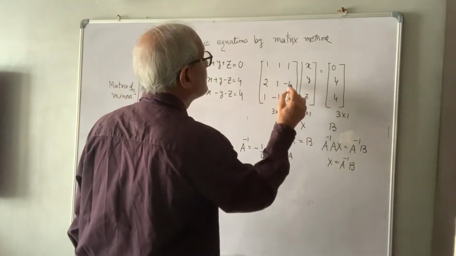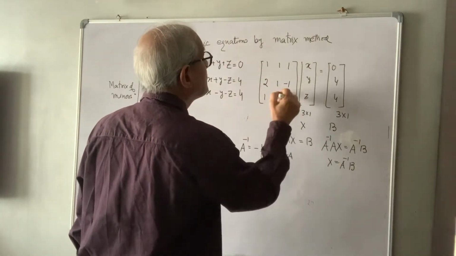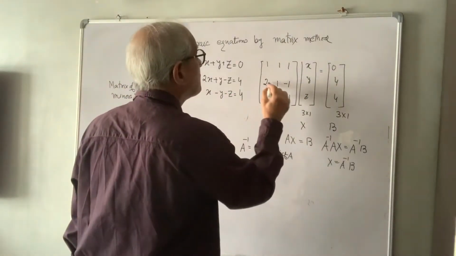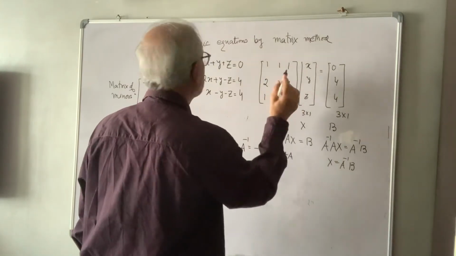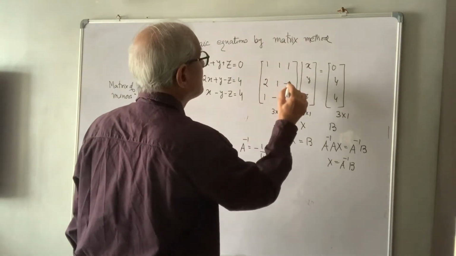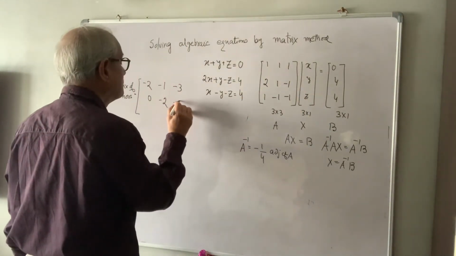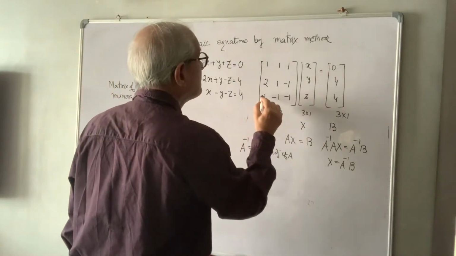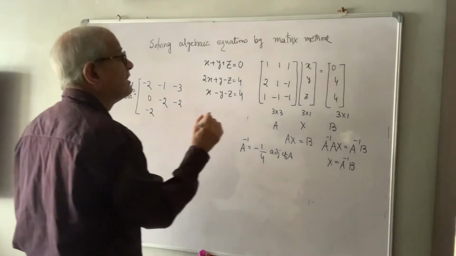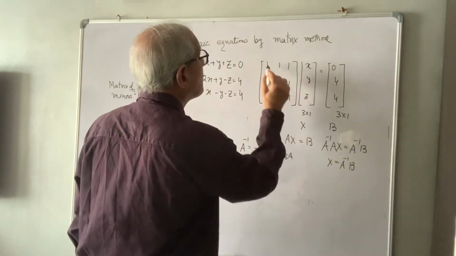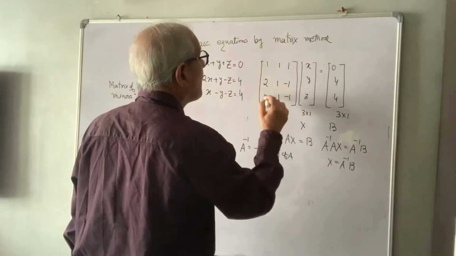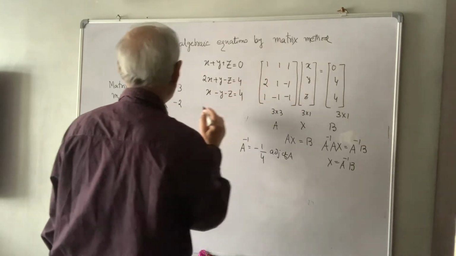Similarly for this, -1 plus 1, that is 0. And for this element, this is -1 -2, that is -2. And for this, -1 -1, -2. Similarly for this, -1 -1, that is -2. -1 -2, that is -3. 1 -2, that is -1.